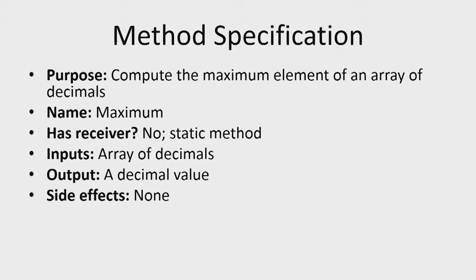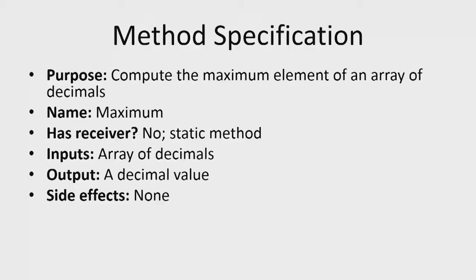Now, pause for a minute. It looks like we have enough information here to start writing code. But I like to take a step back and ask myself, even just given this information, can I see any problems that are going to arise? How could somebody use this method wrong? Well, it's a maximum method. It's going to take an array of decimals, so I want to find out what's the maximum element in that array.